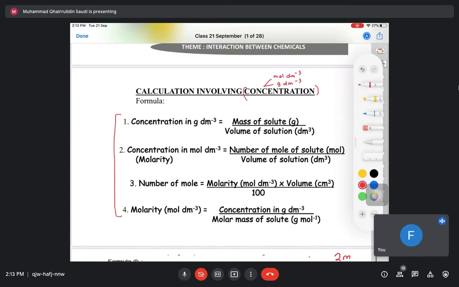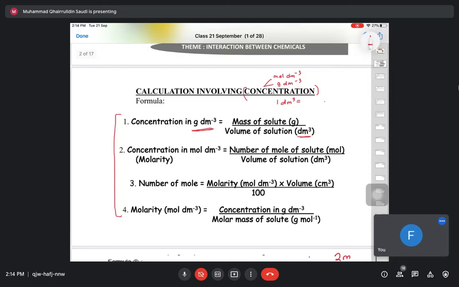So these four formulas. The first one is concentration in gram per dm cube, meaning you take the mass of solid in gram divided by the volume of solution in decimeter cube. And we must remember, 1 decimeter cube is equal to how many centimeter cube? Good, 1000 centimeter cube.